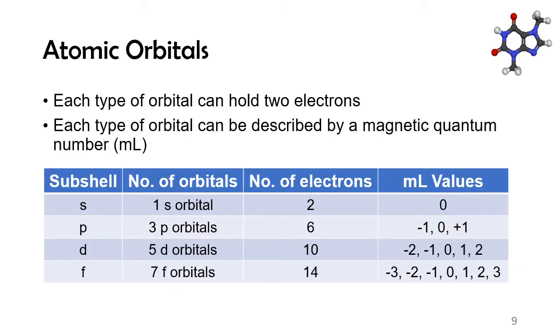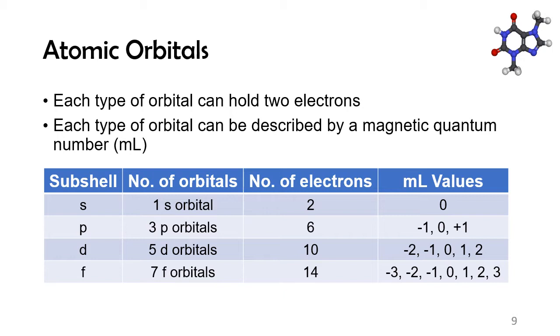Regardless of the orbital, each type of the s, p, d, and f orbital can hold 2 electrons. There is only one type of s orbital, so it can hold only 2 electrons. There are 3 types of p orbitals, so they can hold a total of 6 electrons. There are 5 types of d orbitals that can hold a total of 10 electrons. The 7 types of f orbitals can hold up to 14 electrons.